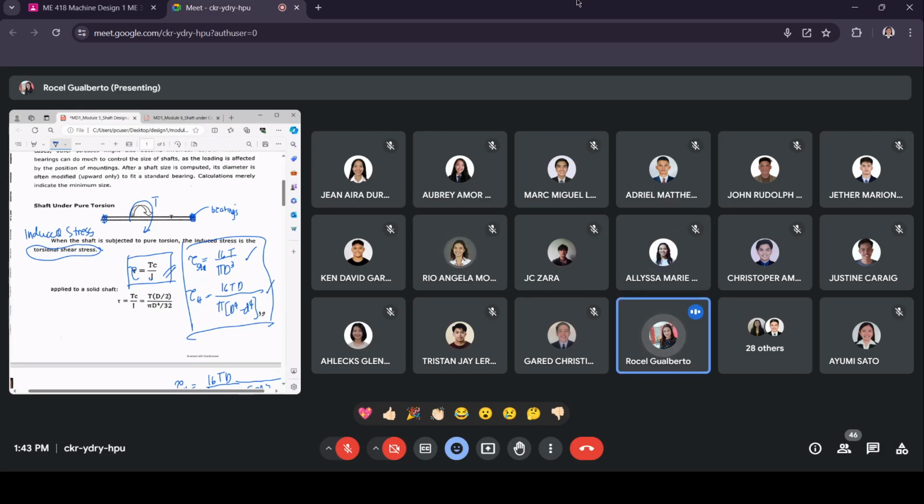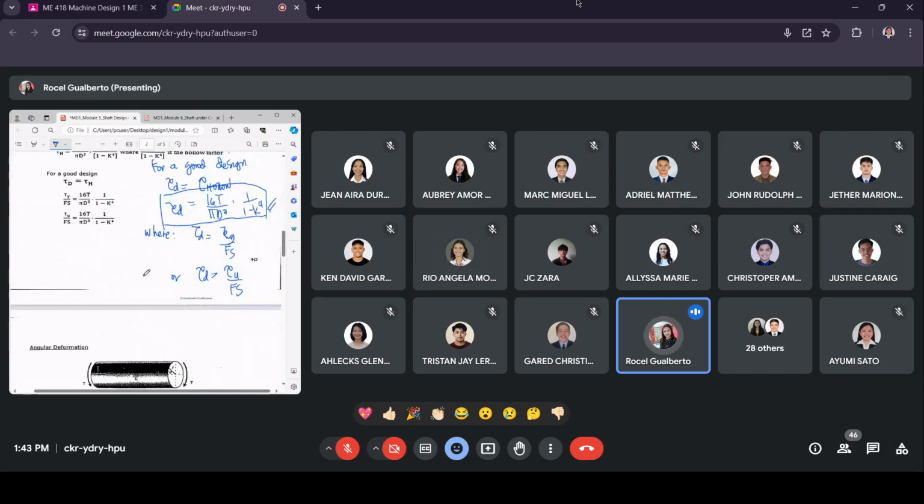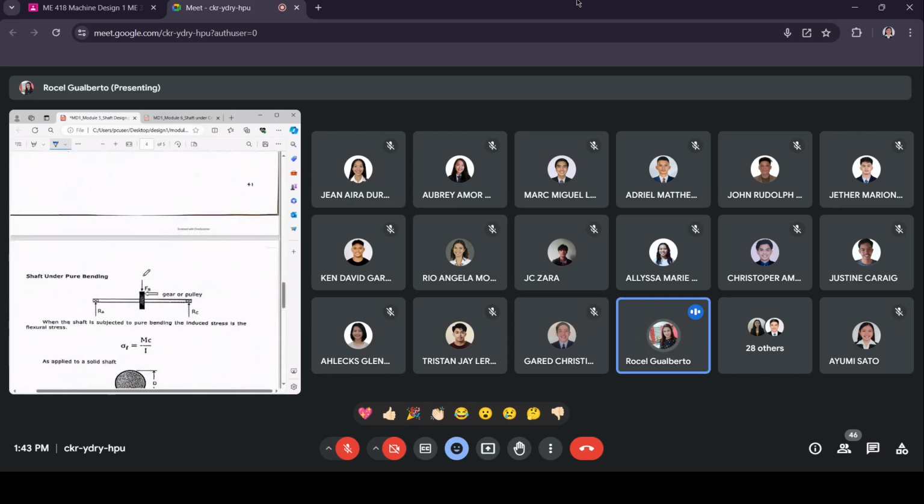Let us have shaft under pure bending. Ang iyo niya ay 2x dx. O dahil may x naman doon sa dx sa taas.